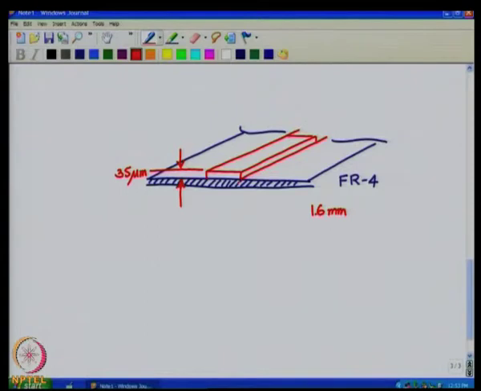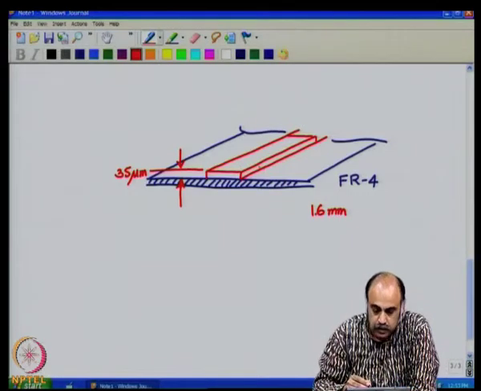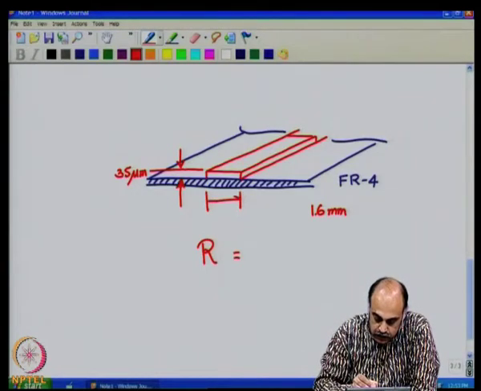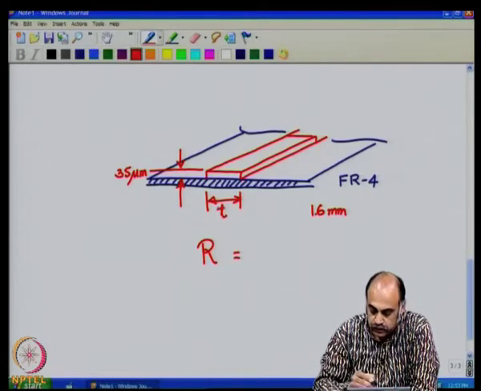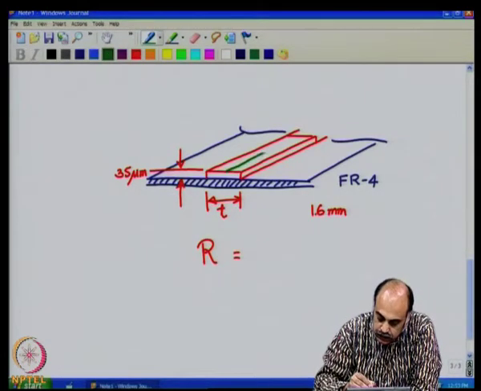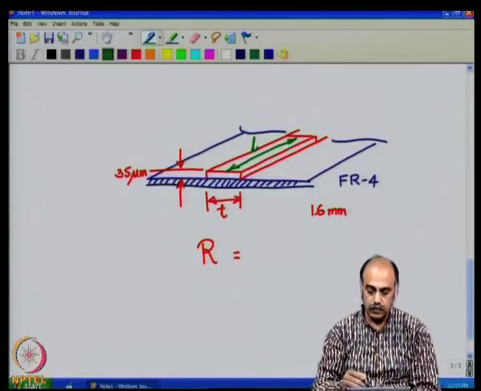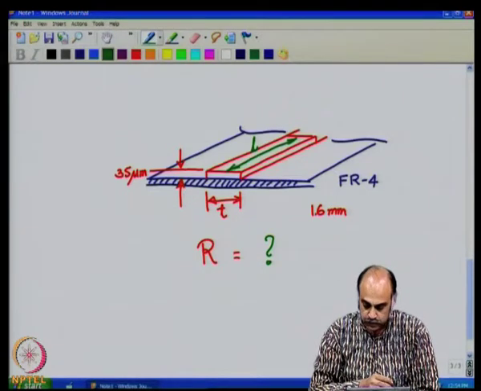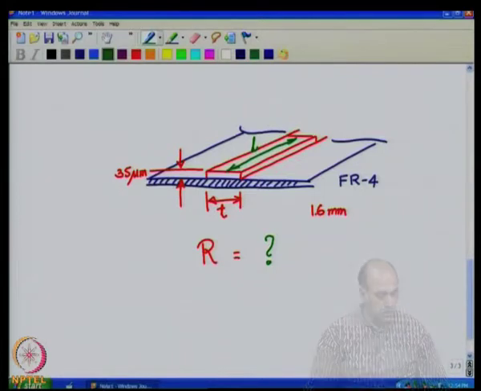Now, such a particular laminate with copper on that, let us estimate the resistance R. Resistance R for some specifications. Let us say we need to estimate for some thickness T, and for some length, let us say a length L, what is the value of the resistance? Okay. So, this is what we want to do. Let me take you to the PPT slides.